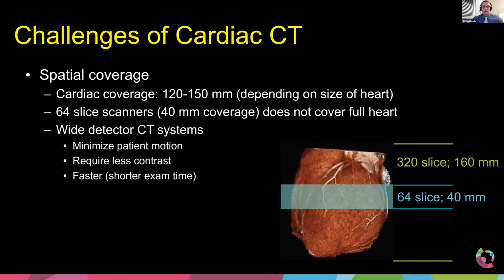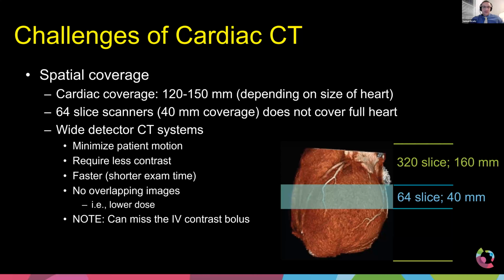It can require less contrast because once you've injected the dose, the IV bolus, once it gets to the heart at that right timing, you acquire the image, and in a snap of your finger, you're done. And so the exams can be really quick.